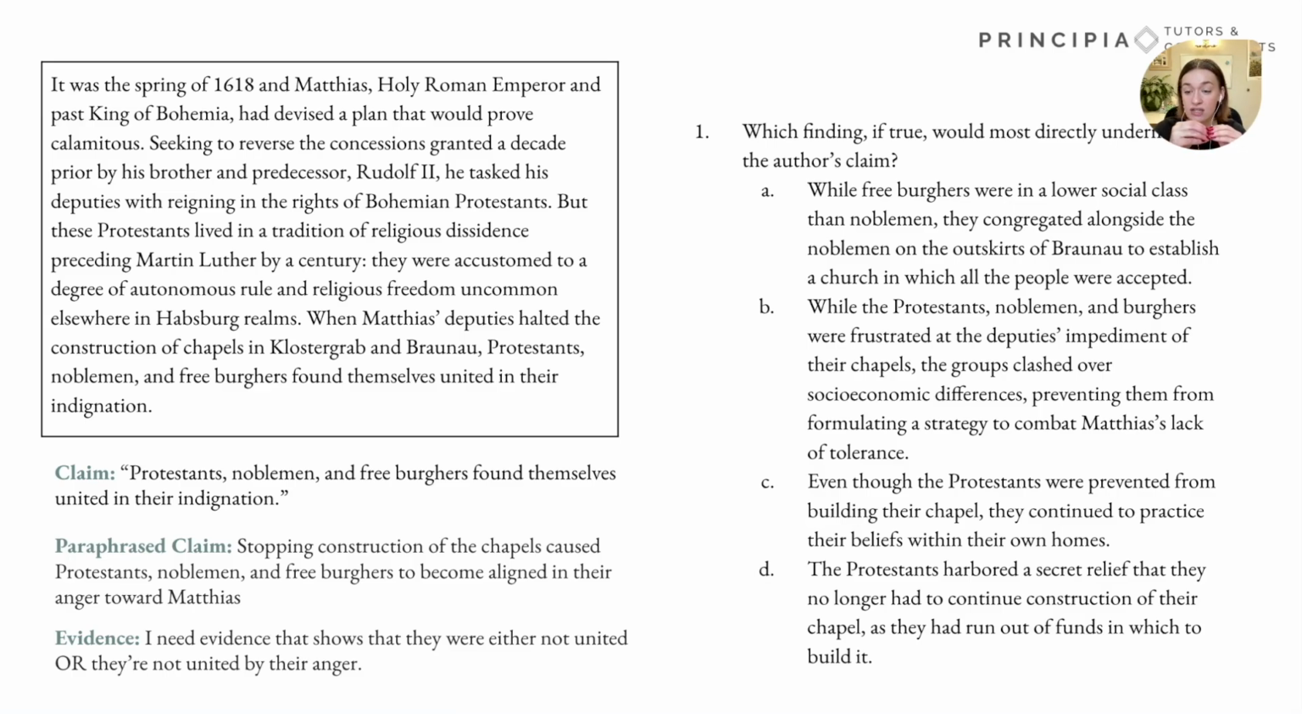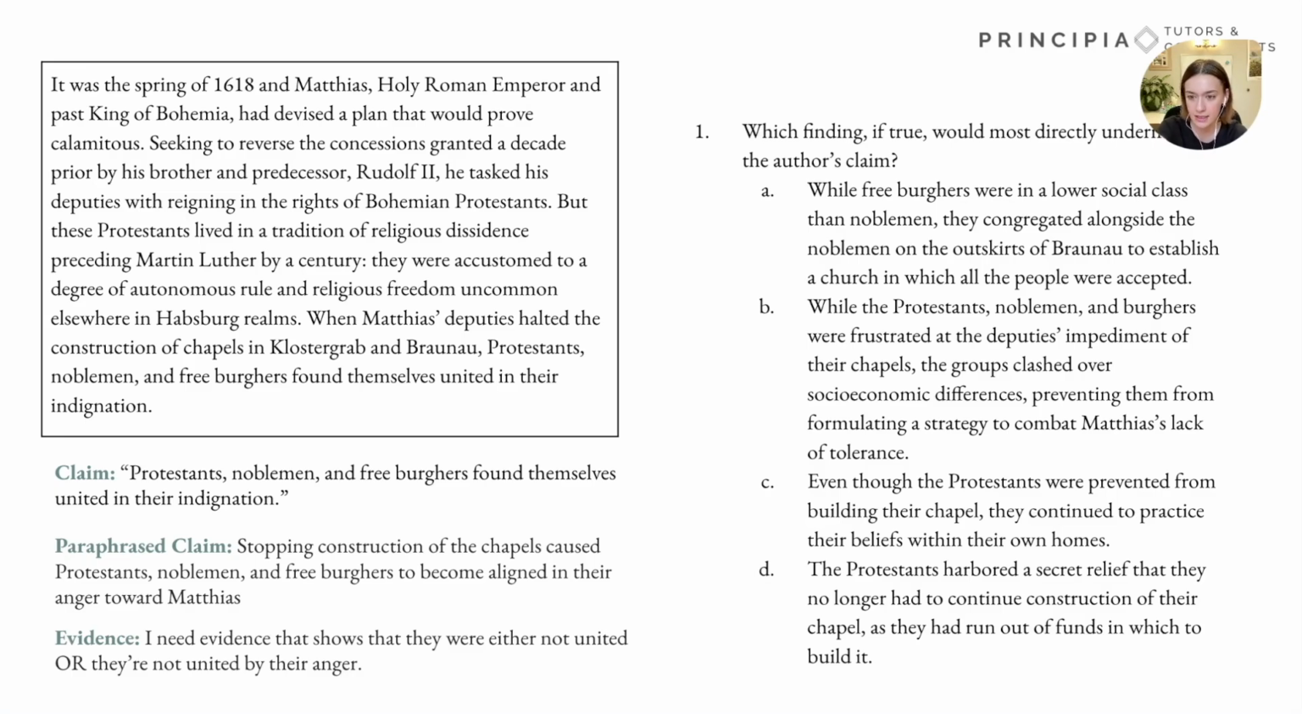Okay, so this shows that they're not able to really unite. So B might be working to negate it. So let's look at the rest of them to see how those might be looking. C says, even though the Protestants were prevented from building their chapel, they continued to practice their beliefs within their own homes. This would support the claim.